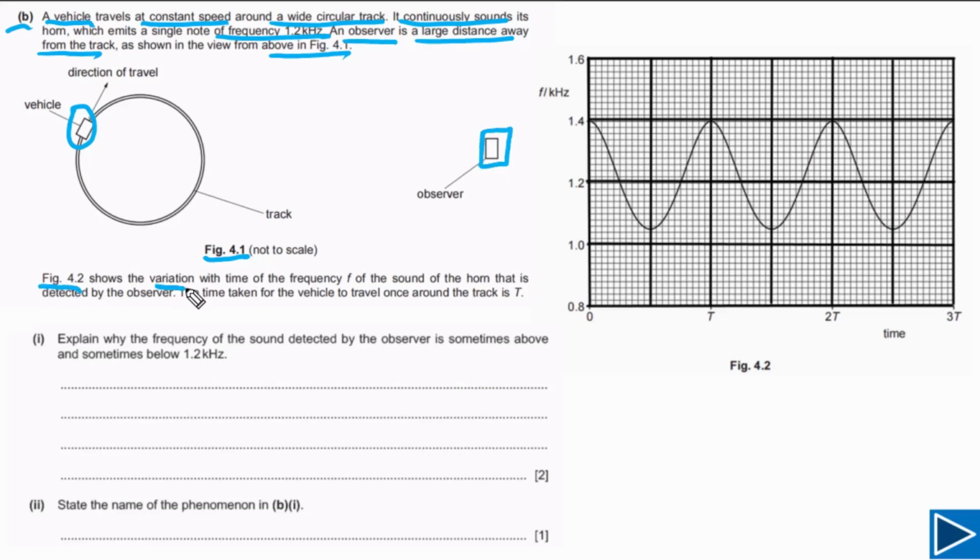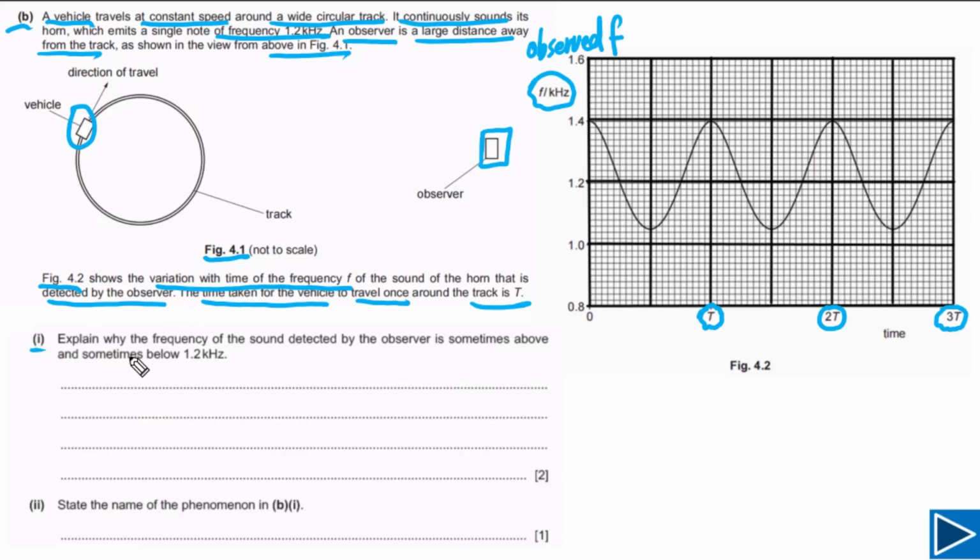Figure 4.2 shows the variation with time of the frequency f detected by the observer. It is also given to us the time taken for the vehicle to travel once, means to complete one cycle. That time is equal to capital T. So simply you can see from here, capital T is the time taken by vehicle to complete one cycle, and 2T is the time taken to complete two cycles, and 3T is the time taken for the vehicle to complete 3 cycles. On the y-axis, this is the observed frequency. So simply we can say this is the frequency observed by the observer.